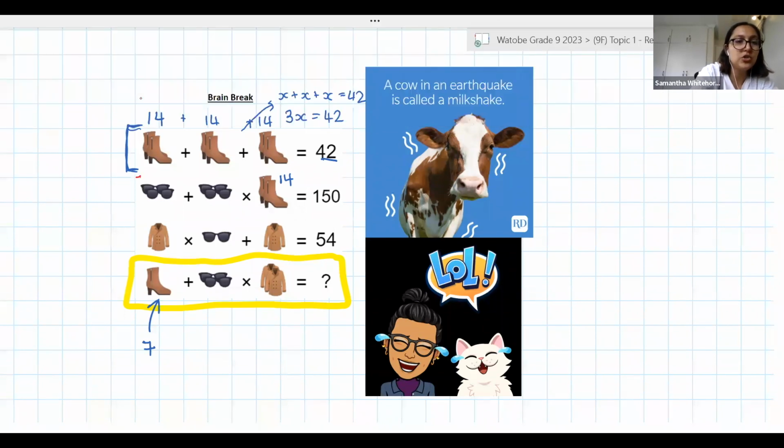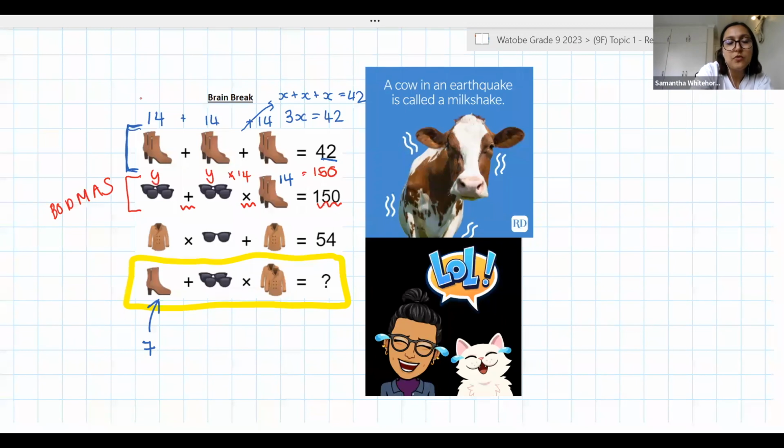The second equation is 2 pairs of glasses plus 2 pairs of glasses times 14 must give me 150. Now, what I want you to be careful of here is the fact that there's a times and there's a plus. So we need to remember BODMAS. We need to remember our order of operations, which means that the multiplication must happen first. Now, again, you can sort of try and imagine this as an equation for yourself if you wanted to. I'm not going to use x again just because we used x already. But if we made these sunglasses y, we would have y plus y times 14 is equal to 150.